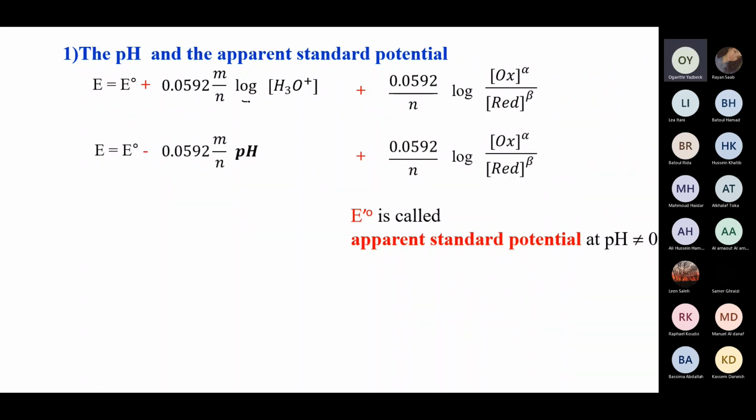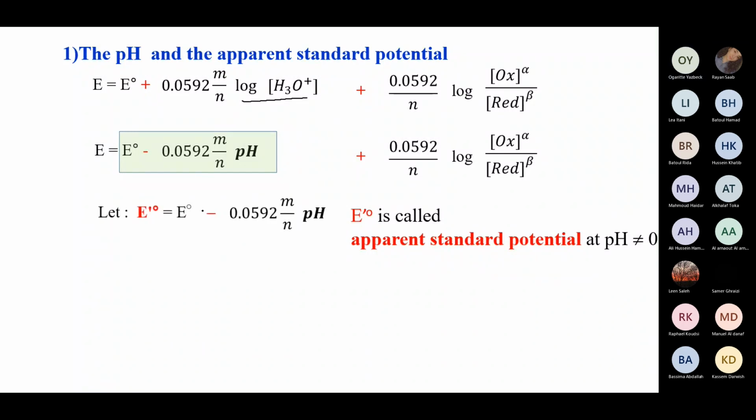Now, log of H3O+ is simply minus pH, so in its place I put minus pH. This term remains the same. All right. Now, this whole thing, E naught minus 0.0592 m divided by n pH, I will say this is E prime naught, or we're going to call it the apparent standard potential. Why am I doing that? So we're going to call this E naught minus 0.0592 m over n pH, E prime naught.